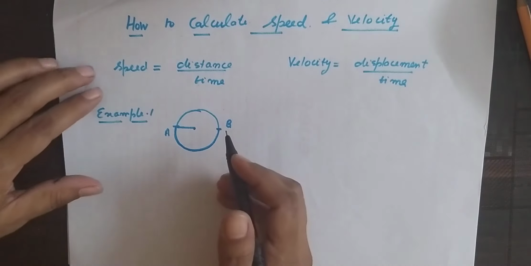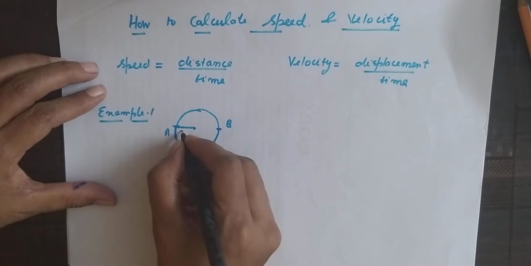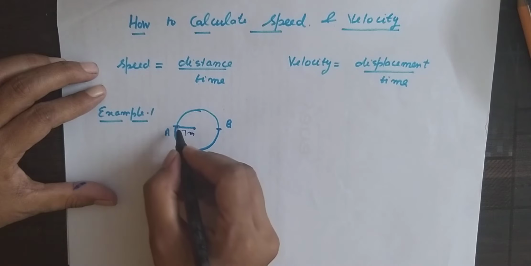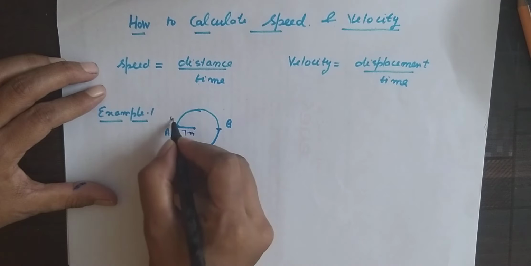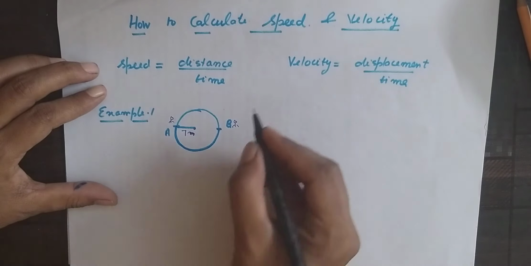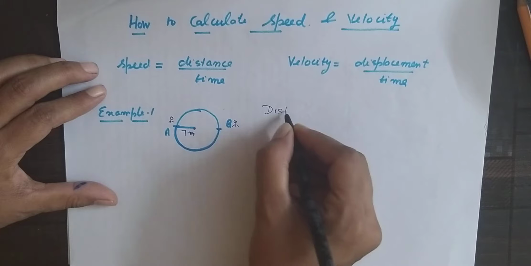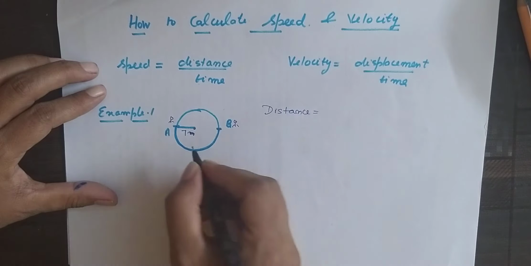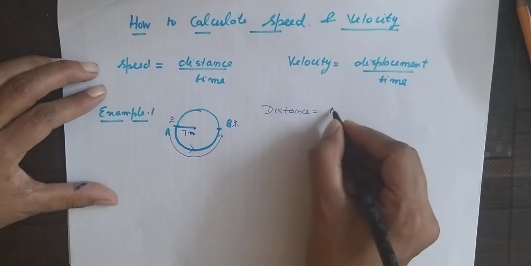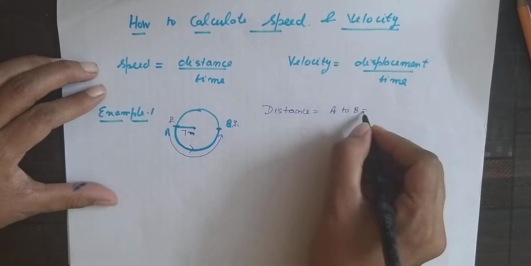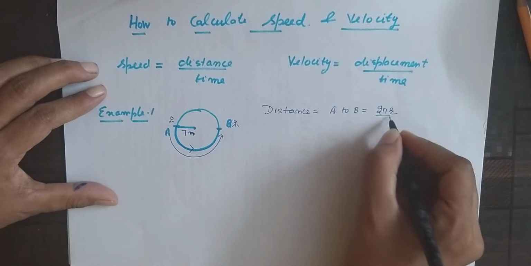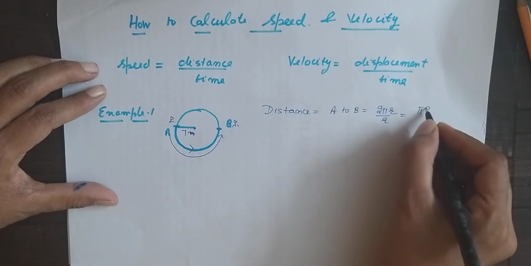So I have taken here a circle of diameter 7 meter, right? In that case, I am starting my journey from A and ended my journey at B. So in this case, since I have taken this path, the distance traveled is this much, AB, from A to B. That is a semicircular path, so that will be 2 pi r divided by 2. So the distance is actually pi r, right?